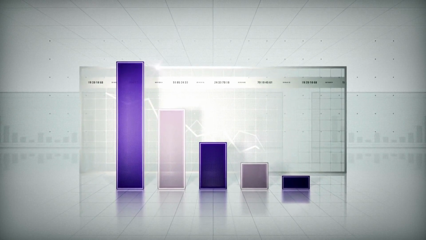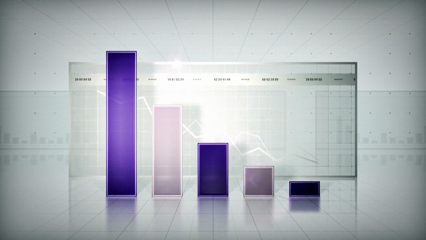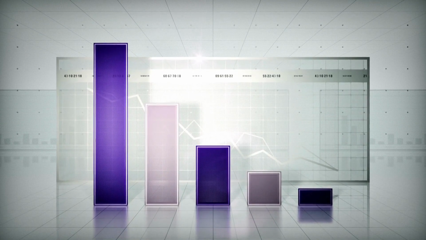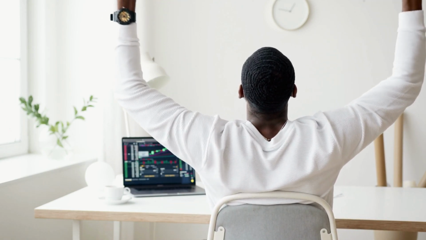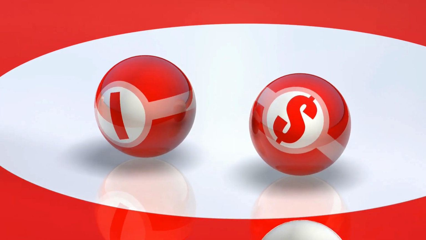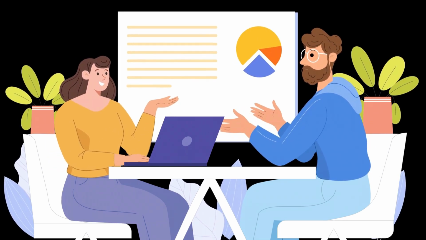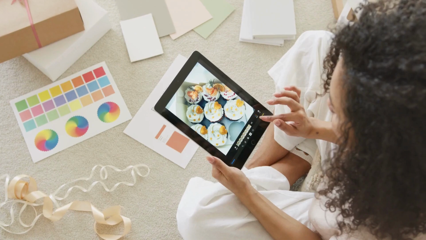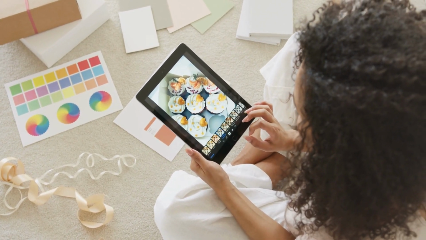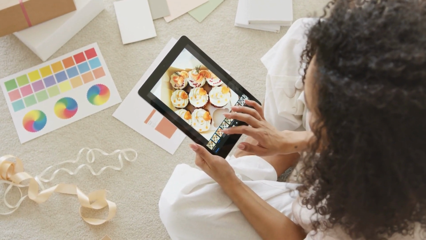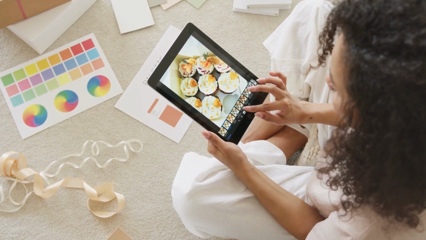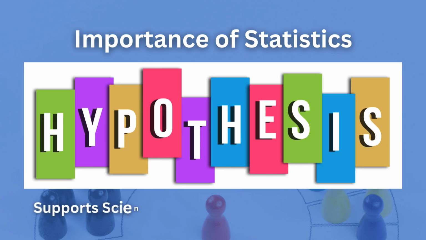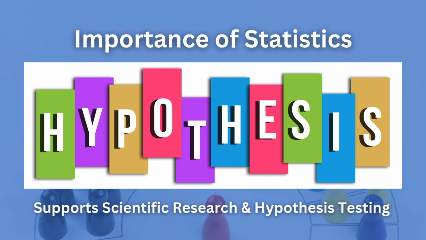Statistics helps in predicting trends and minimizing risks. When we make decisions on the basis of previous data using specific and desired tools, then obviously we can easily predict trends and minimize the risk coming in the future. For example, companies use statistics to determine which marketing strategy works best based on customer response. The next importance is that statistics supports scientific research and hypothesis testing.